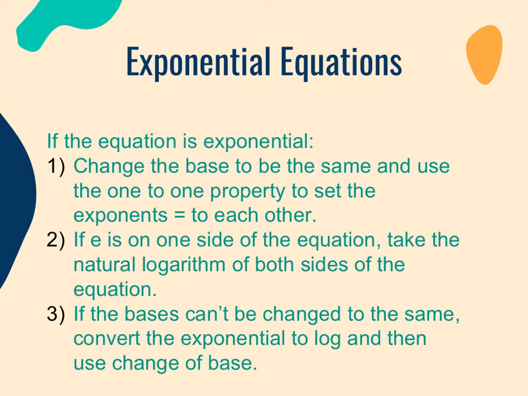One is what we've already done, which is if we can change the base to be the same. So if we could change it so that it's like 2 to the x equals 2 to the x plus 3, or 3x plus 3, something like that, where the base can be the same, we just ignore the base and we set the exponents equal to each other. So that's the one-to-one property.